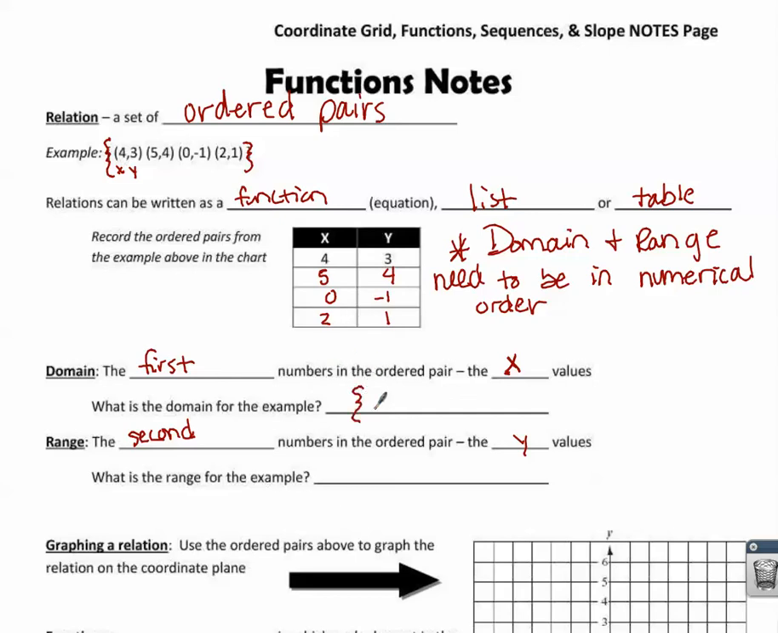So I'm going to write curly bracket, 0, 2, 4, 5, all separated by commas. And for the range, open it up with a curly bracket. Least to greatest is going to be -1, 1, 3, 4. Make sure you close each set with another curly bracket.